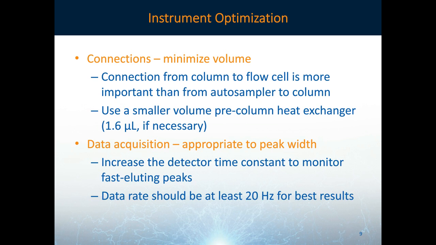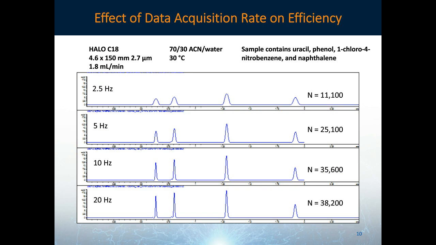For data acquisition, you would want that to be appropriate to your peak width. So you need to increase the detector time constant to monitor fast eluting peaks. And the data rate should be at least 20 Hz for best results. So I have some examples of the effect of data acquisition rate on efficiency. So in the first chromatogram, you can see we used a data acquisition rate of 2.5 Hz. And what we're measuring is the efficiency of the last peak, which is naphthalene.